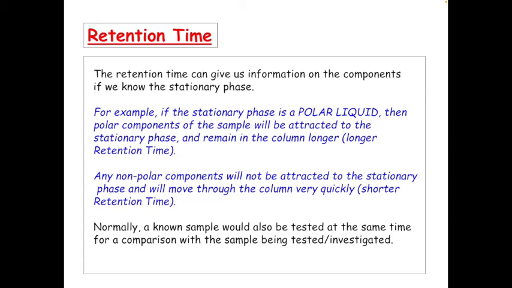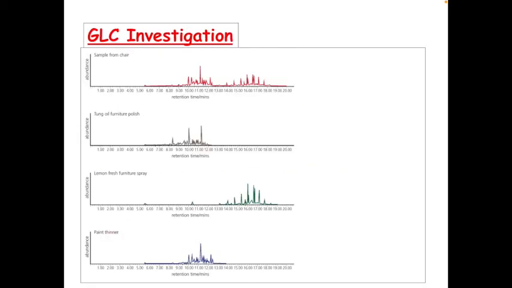Normally a known sample will also be tested at the same time for a comparison with the sample being investigated. So they might put the pure stuff through so you know the retention times, so you can work out what each thing is, and then you would put your mixture through, and then you would match up the retention times to find out what they are.